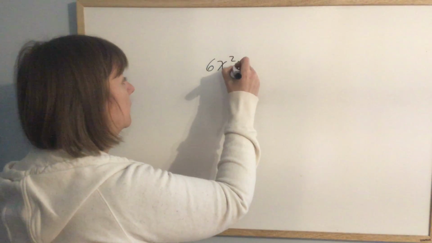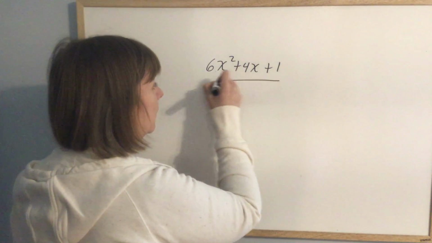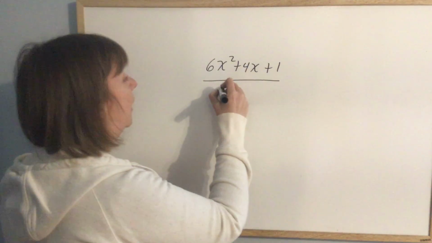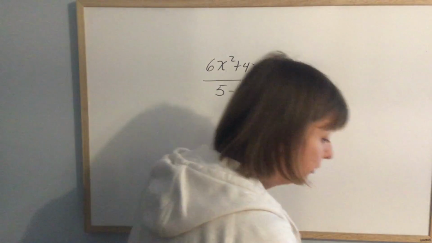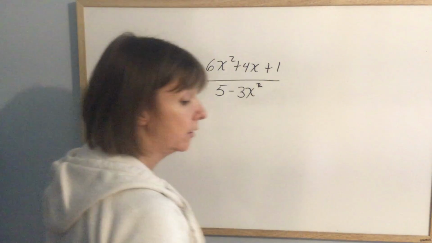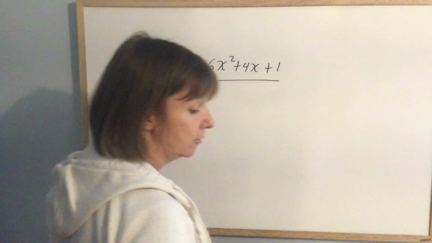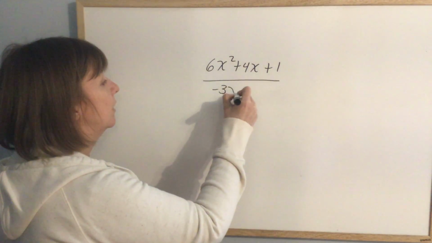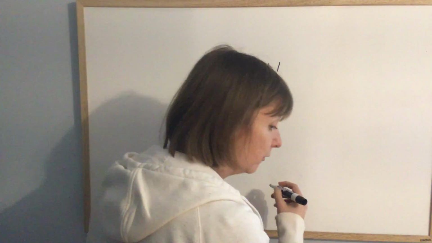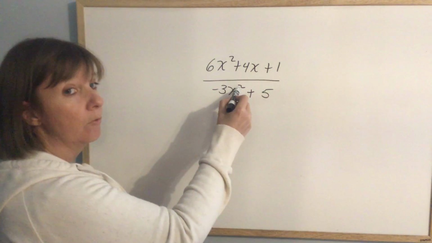5f, 6x squared plus 4x plus 1 over 5 minus 3x squared. Again, not a fan of how that's written. I would write it, just to make it easier on my head, as negative 3x squared plus 5, because the squared is now over the squared.